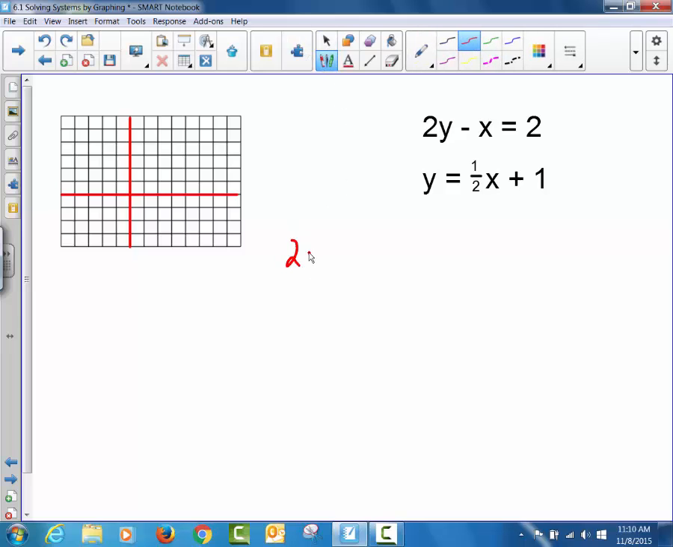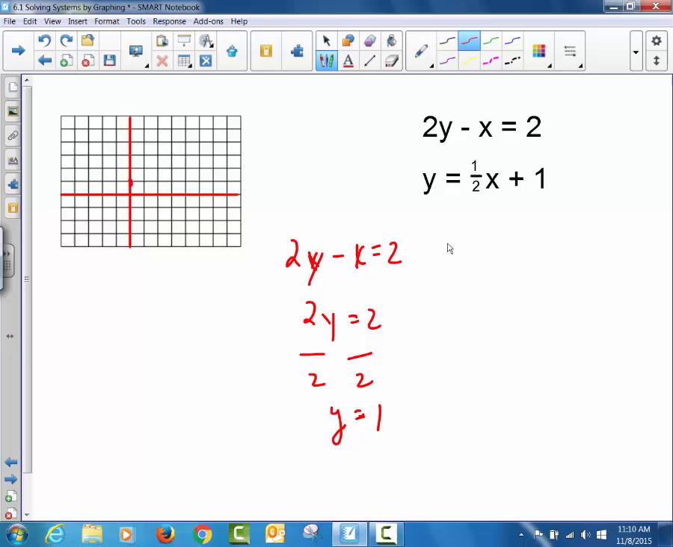We've got 2y minus x equals 2. Remember, if you want to find the y-intercept, you let x equal 0. So we will let x equal 0, and so we've got 2y equals 2, divide by 2, and that gives us y equals 1. So our y-intercept is 1. So we come over here and we go to the 1 on the y-axis, and we put a dot.